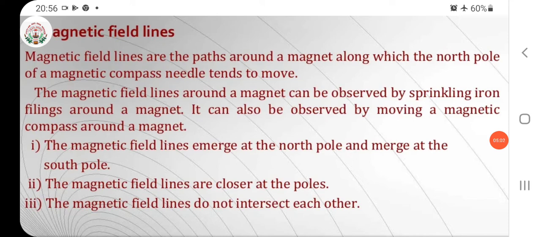Once again I will repeat. A magnetic field line starts from the north pole and ends at the south pole. Magnetic field lines are closer at the poles and they never intersect each other. They will not cross each other.